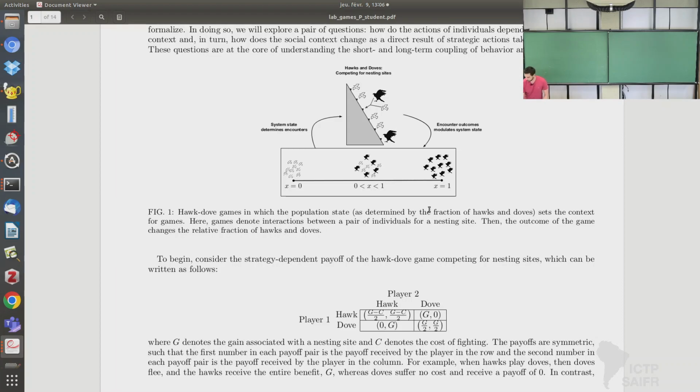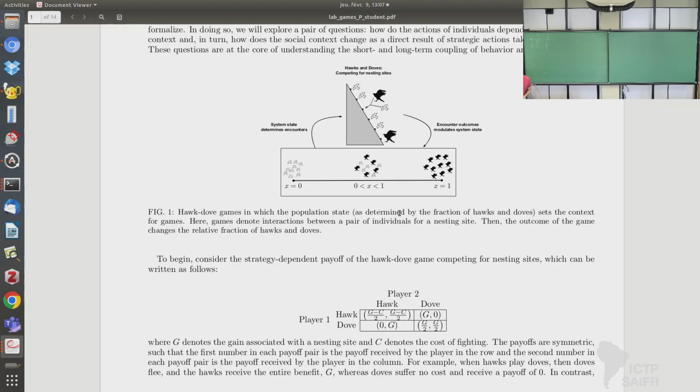So essentially, you have it in the handout, but you have it here as well. We have our payoff matrix, okay? Sorry, the HD that we saw yesterday, all right? This is a 0, this is a G, and this is a G over 2, okay? So essentially, these are the parameters of our model.